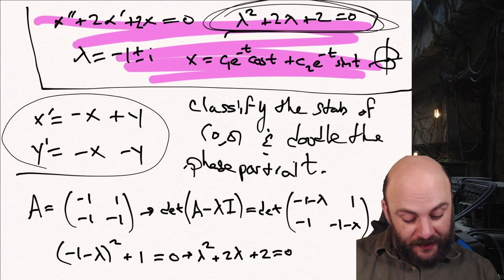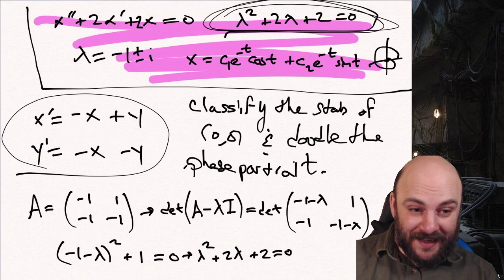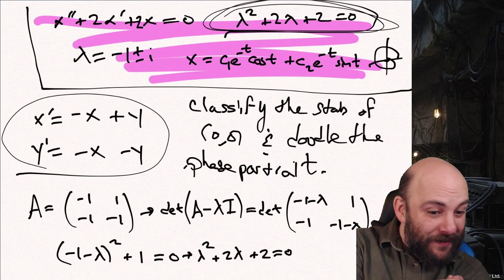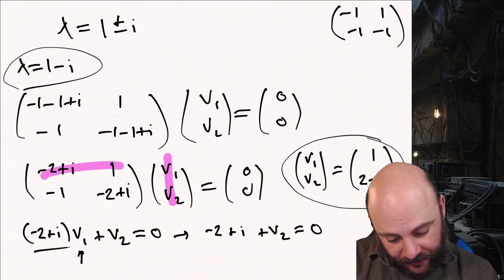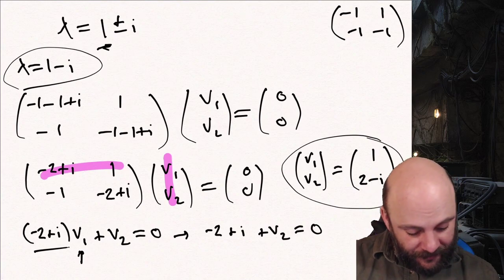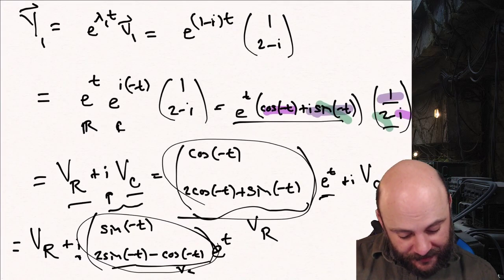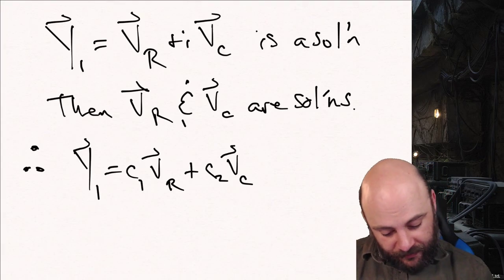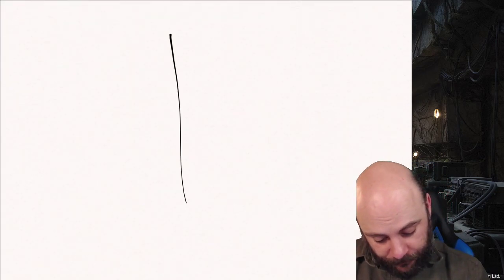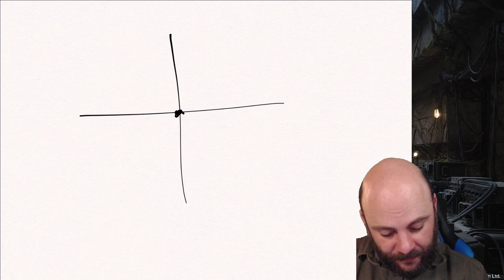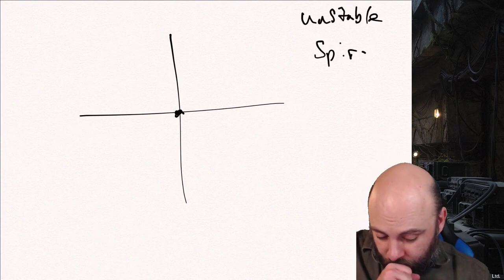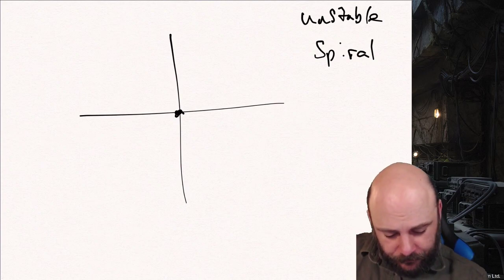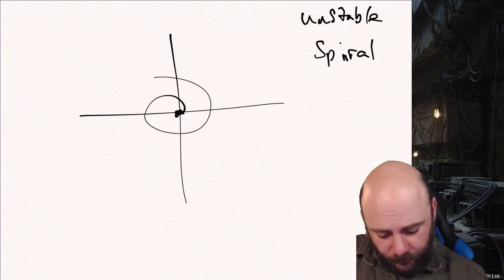That seems like a whole bunch of work. Yes, but we also need to classify the stability of the origin. Well, it's complex with real part positive. We look at my solutions, they all have these e to the t's, which is growing. So the origin there is an unstable spiral, like we said before.